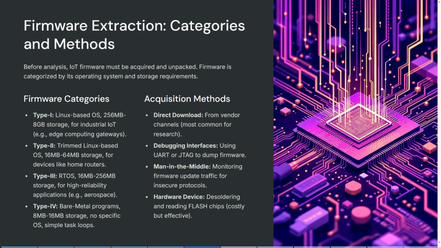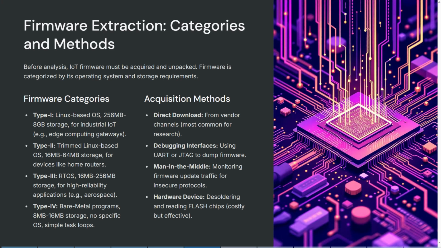So we have four different types or categories of firmware and four different ways of acquiring them. We'll be first talking mainly about type 1 and type 2, which I'll be explaining each one of them. And we'll be talking about every way that we can acquire this firmware. The first type that we have in firmwares is Linux-based OS. It's normally between 256 megabytes to 8 gigabytes of storage, and it's mainly used for industrial IoTs. The second type is trimmed Linux-based OS. It's normally between 16 to 64 megabytes of storage, and for devices like home routers.